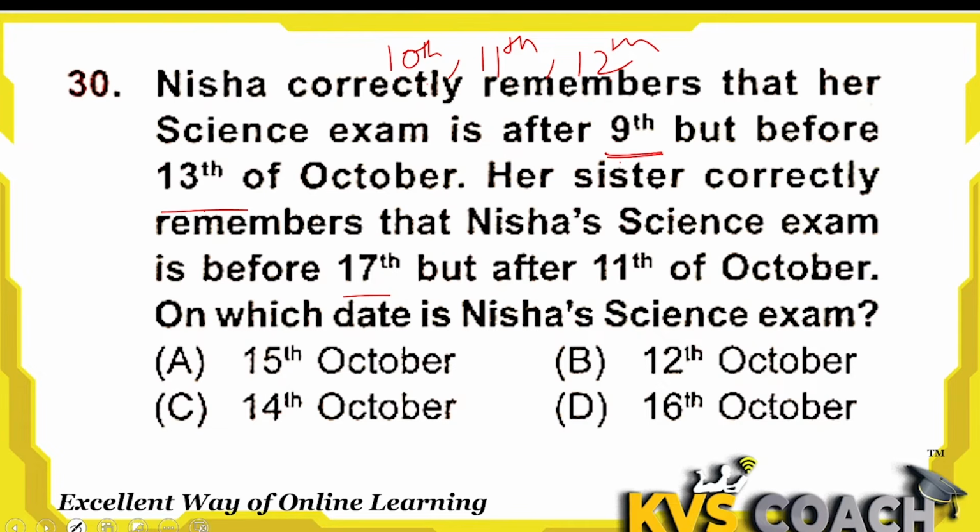Her sister correctly remembered that Nisha's science exam is before 17th but after 11th. After 11th and before 17th, the common date between both of them is only 12th, which is the common date according to both of them. So only 12th October is the exam date here. Okay, so 30B is the right answer.